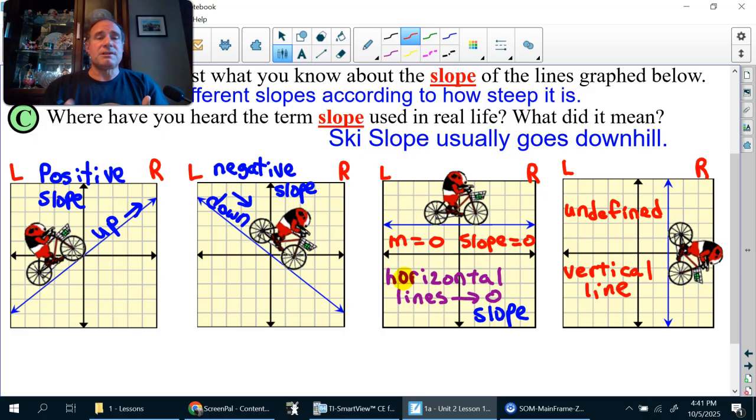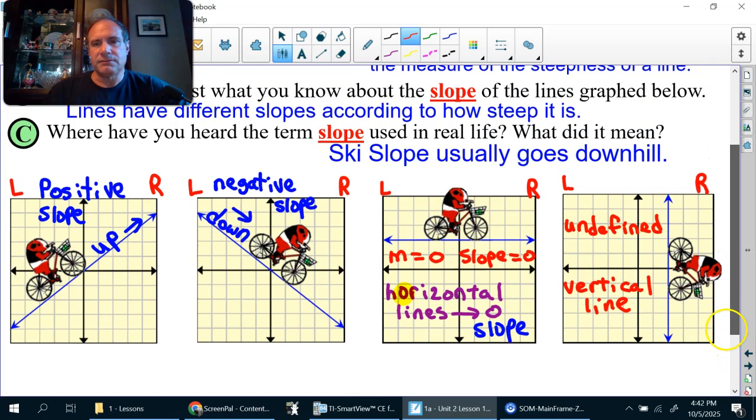So there's 4 types of slope. Positive goes up from left to right. Negative goes down from left to right. A horizontal line has a 0 slope, 0 steepness. And then a vertical line has no steepness at all. Just a vertical line has an undefined slope. So we'll get more into why that is undefined, but that is that.